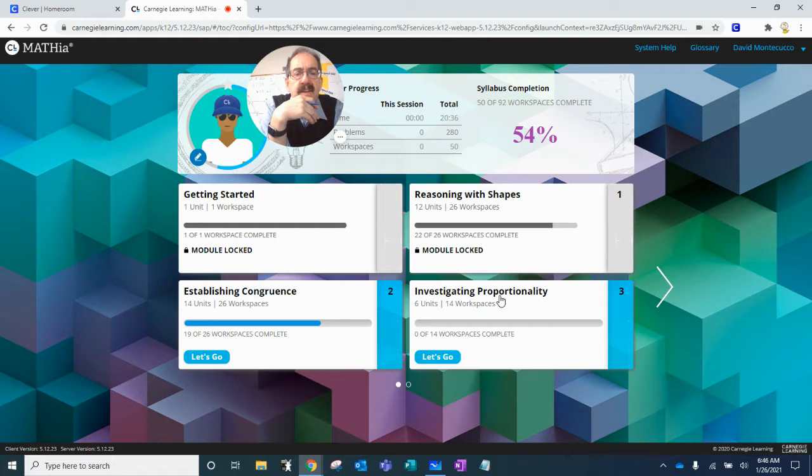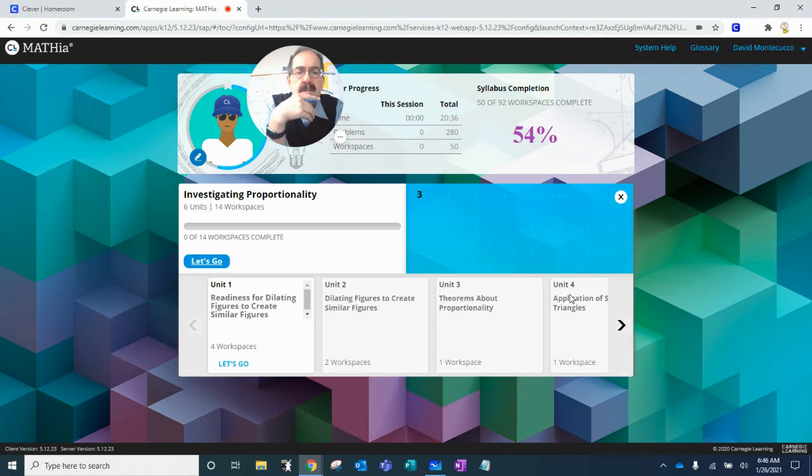So, investigating proportionality. If we just click on the box, you're going to see all of these different units. And we're going to start out with what we know from middle school, making things bigger and smaller. So let's go.